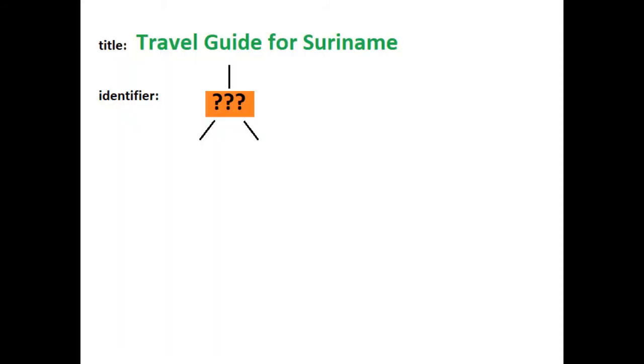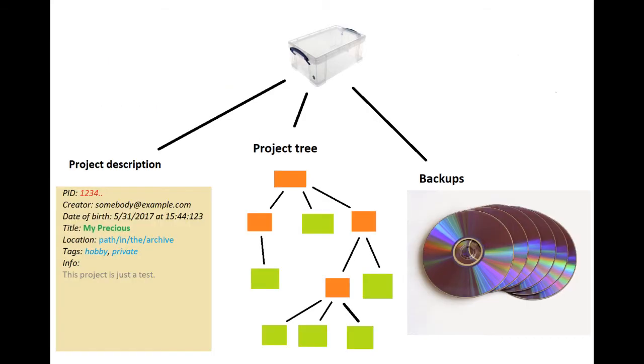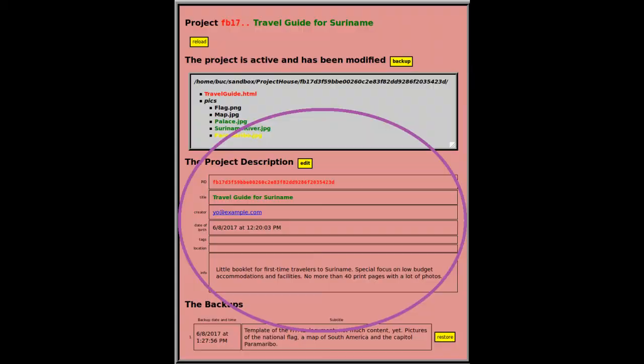Recall the problem with our example project right from the creation. A project has a title, which is its name for humans, and an identifier, which is the name of its home folder in the file system. A project in a project house does not suffer from any of the problems that are caused by this dichotomy. Such a project is by design made of 3 independent ingredients: a description, a project tree, when the project is active, and any number of backups.